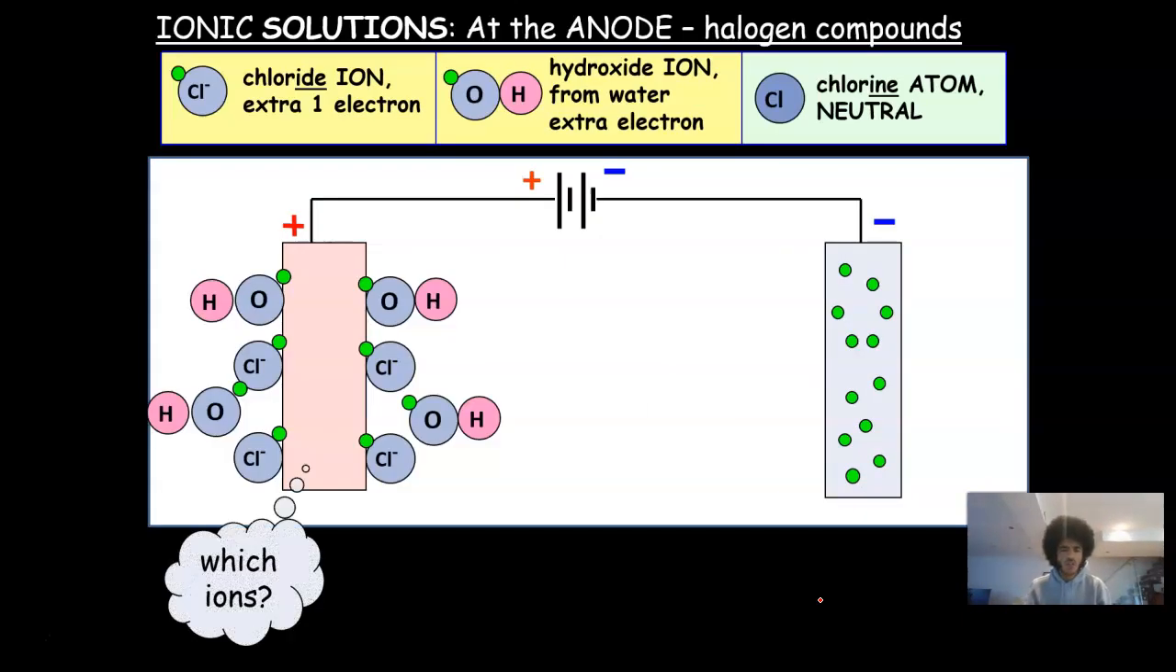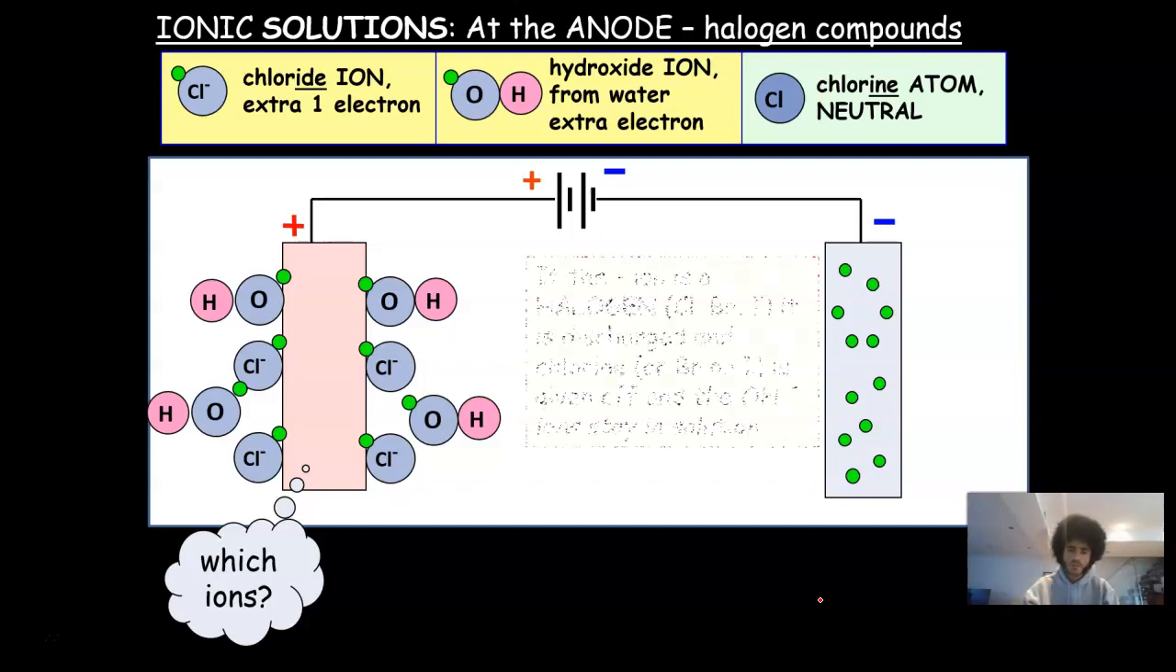Now at your anode, it's a slightly different story. What you've got here is OH- ions or hydroxide ions, and you've got the chloride ions as well. Now the rule here is governed by the nature of your negative ion or your anion.